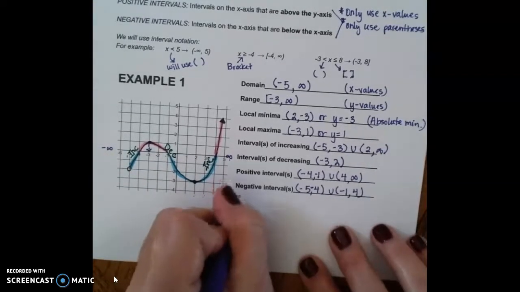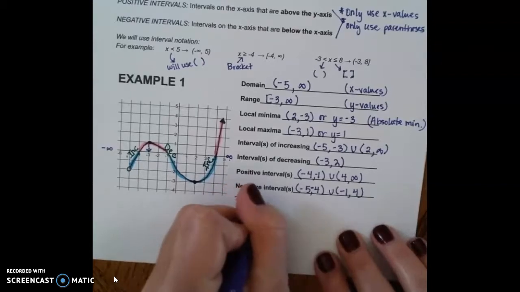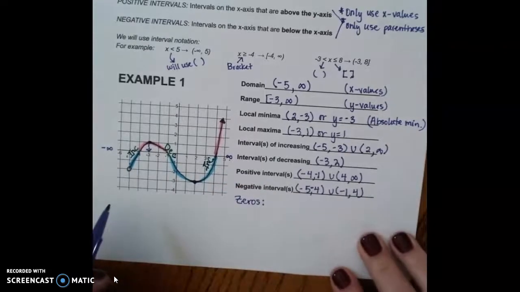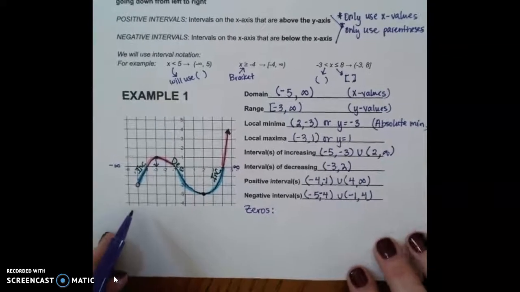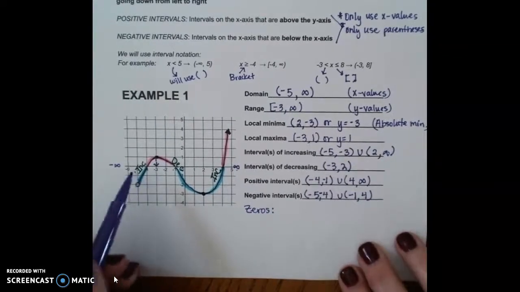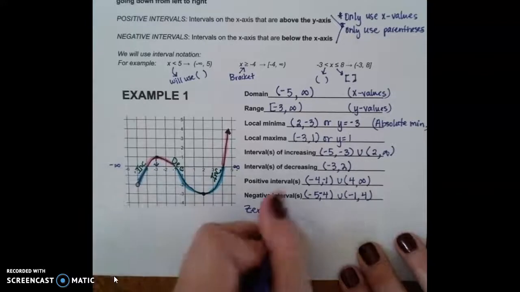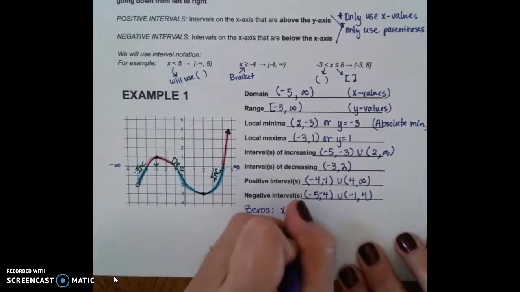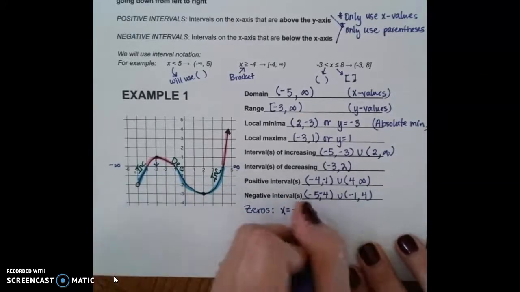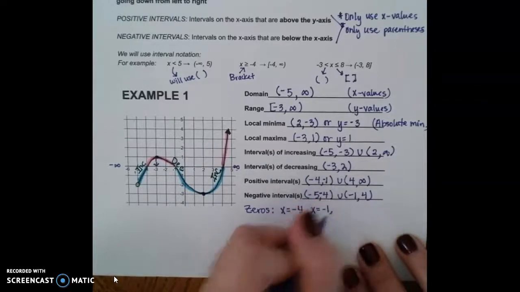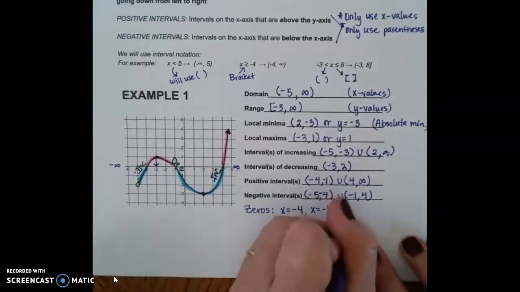One other thing I want to throw on here are the zeros, and you've covered this before. The zeros are where it crosses the x-axis, also referred to as the roots. So we've got one at -4, so we're going to write x equals -4. There's another one at x equals -1. And then the last one is at x equals 4.